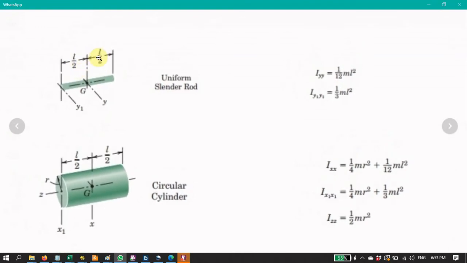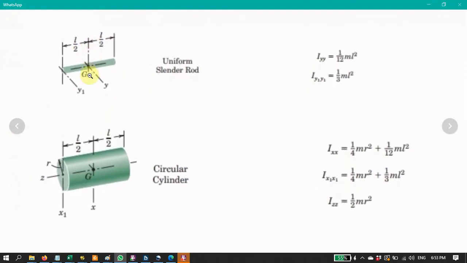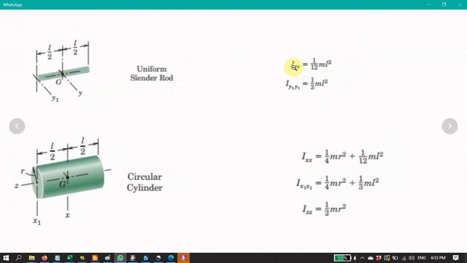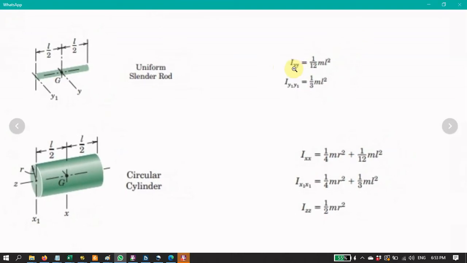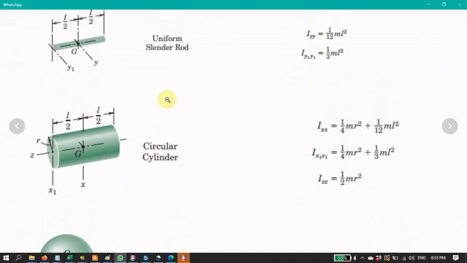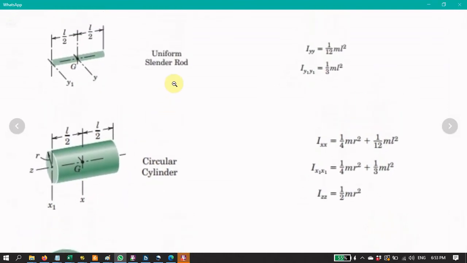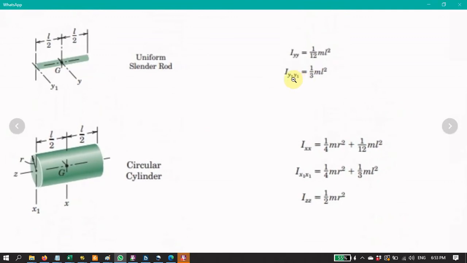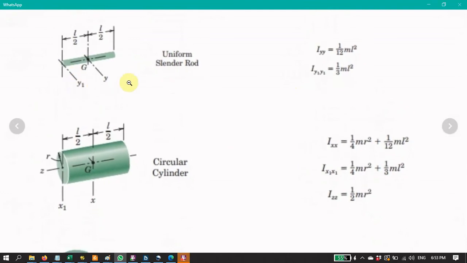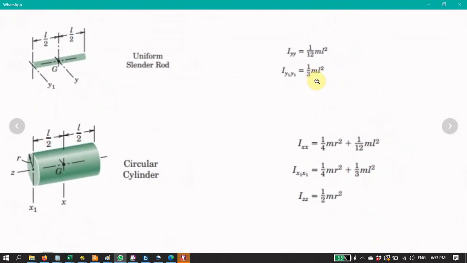So let's say this rod rotates about the mass center G, right? So it's I, the moment of inertia about axis y. Now, if we look at the second case, for the uniform cylinder rod, the moment of inertia about the axis of rotation y1 is 1/3 times the mass of the body times the length to the power of 2, right?